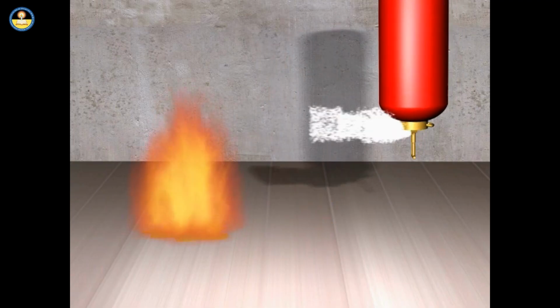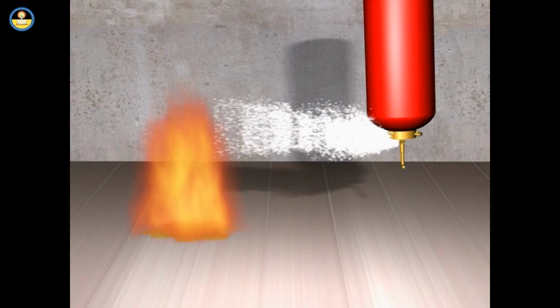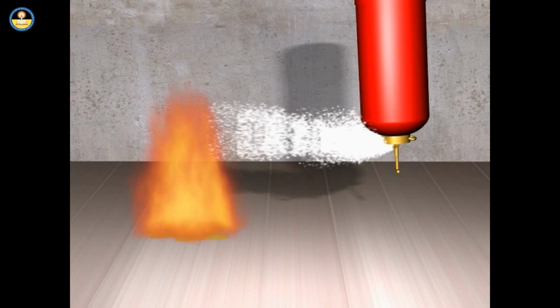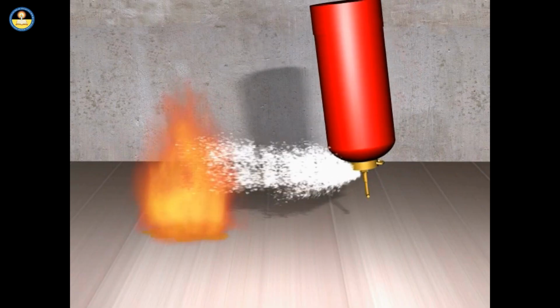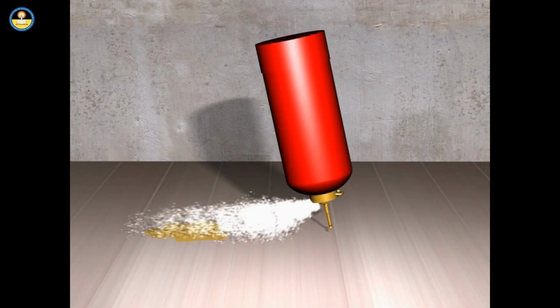Although the temptation is to aim the extinguisher at the flames, the proper way to use the extinguisher is to aim it directly at the fuel. Aim at the base of the fire, not the flames. This is important. In order to put out the fire, you must extinguish the fuel.